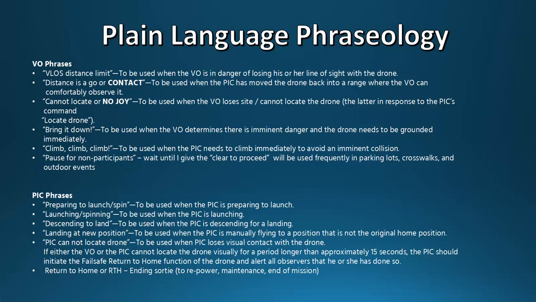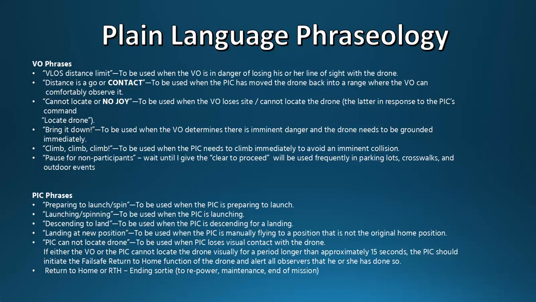Also, if you lose sight of it and the pilot needs to help you get back, you can come over the air and say, contact reestablished. If you cannot locate it, the common aviation word for this is no joy. All right, it's used by the military and civilian pilots. It's to be used when the VO loses sight or cannot locate the drone on the handoff or on request by a PIC to locate the drone.